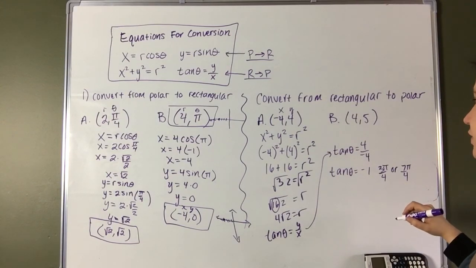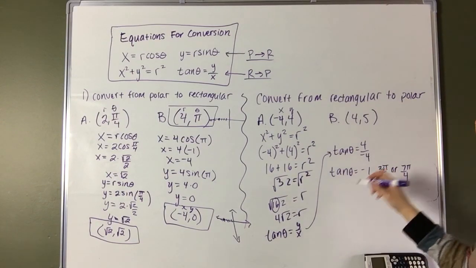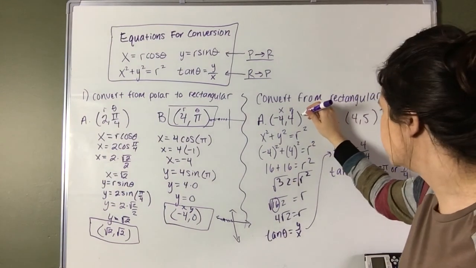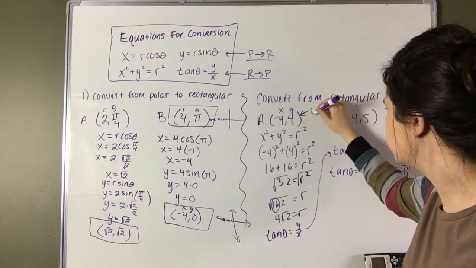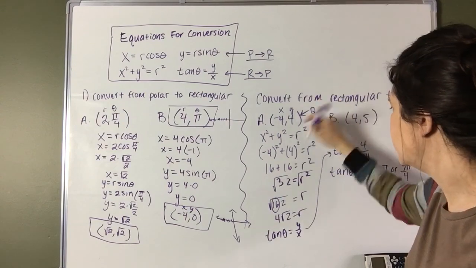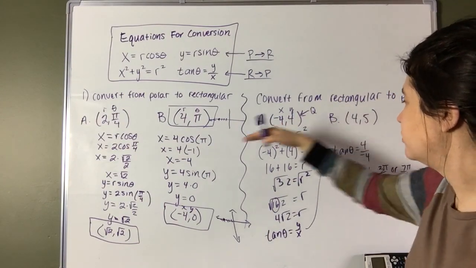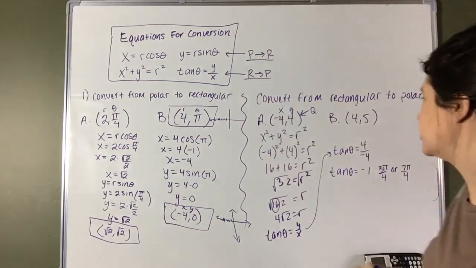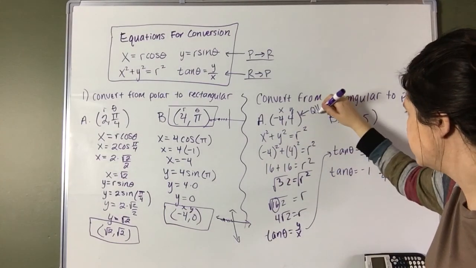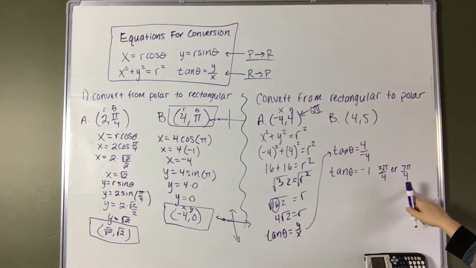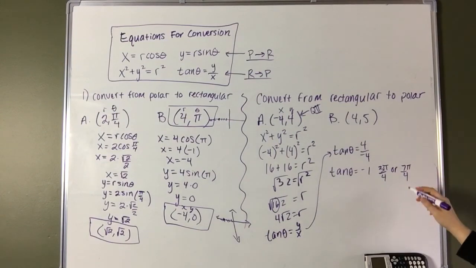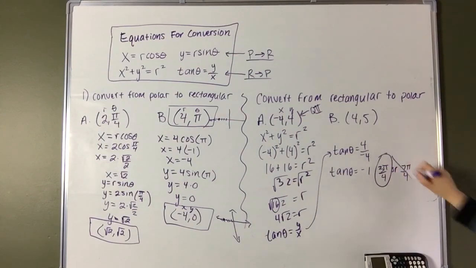How do we know? Well, it's totally dependent on what quadrant this point's in. What quadrant would this point be in if you were to plot it? Negative 4, 4. You would go this way, then up, right? That'd be the second quadrant. So this is in quadrant 2. So which one of these angles is in quadrant 2? It's this one, right? So we get rid of this one.